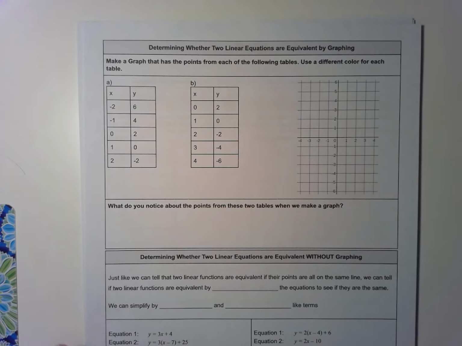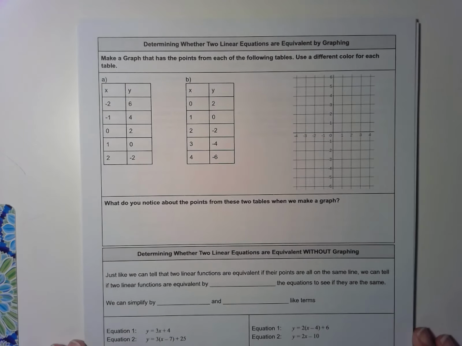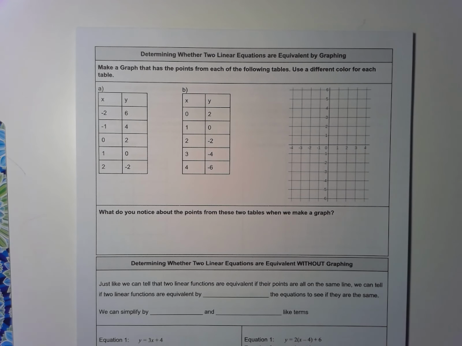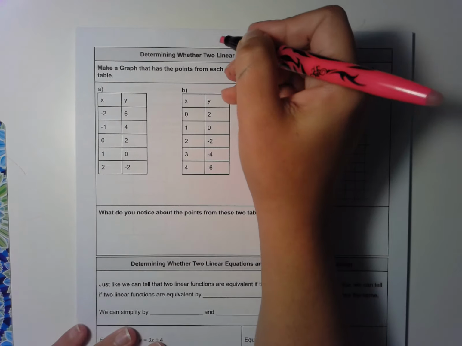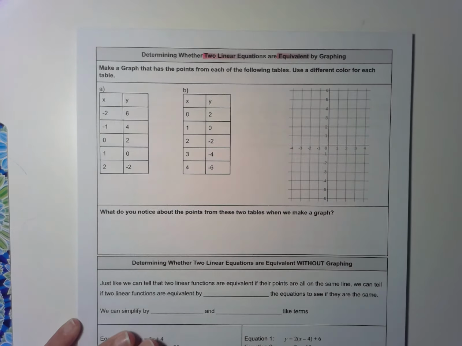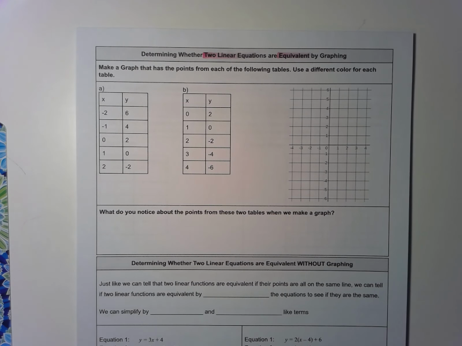Now, the last thing we need to do today is figure out whether two linear equations are equivalent or not in a couple different ways. So, equivalent is another word for equal. Our goal right now is going to be to determine whether two linear equations are equal by graphing. So, let's make a graph that has the points from each of the following tables. Use a different color for each table.